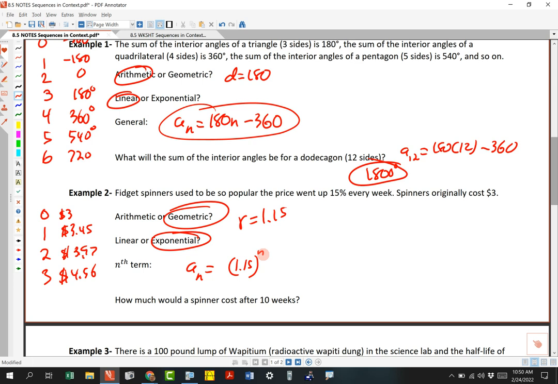Need one more thing. Marcus. The 3, what it is for 0. The 0th term, the initial term, whatever that happens to be. So it's going to be 3. So there's our formula for that. And then would you throw this into your calculator? Would you find out the price after 10 weeks? Price after 10 weeks.